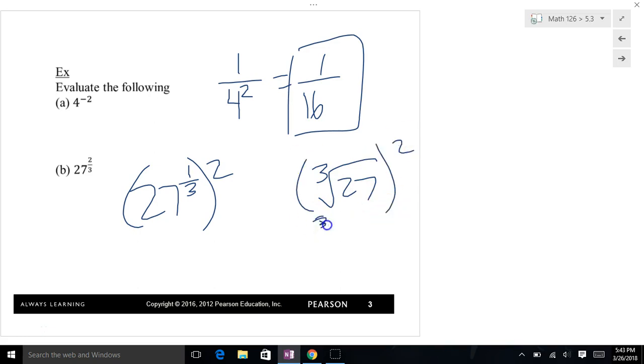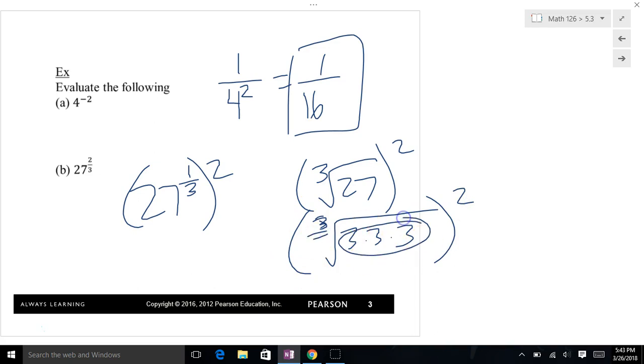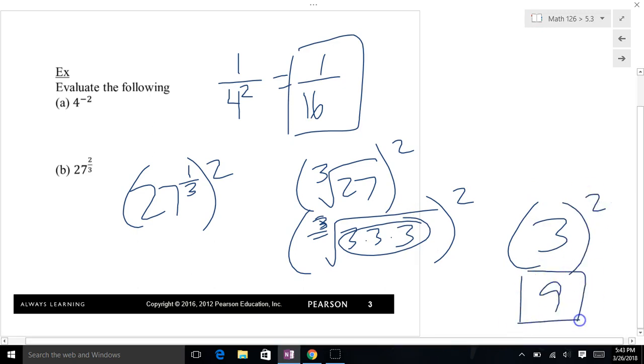You're looking for 3 of a kind because you're taking a third root. Well, 27 is 9 times 3, in other words, 3 times 3 times 3. Again, with a third root, you're looking for 3 of a kind. So 3 comes out, and 3 squared is 9. So 27 to the 2/3 is 9.